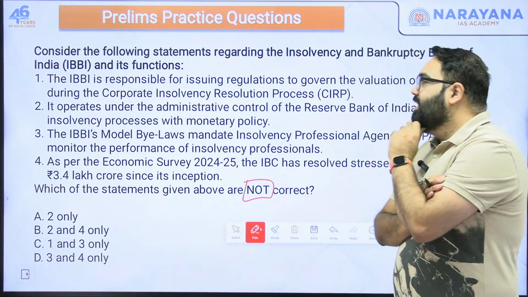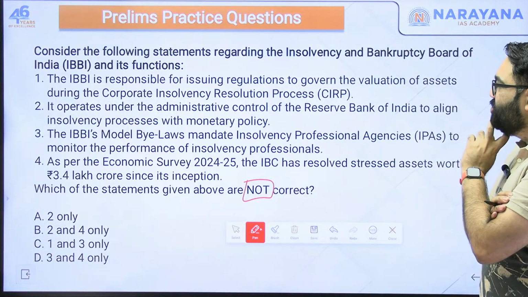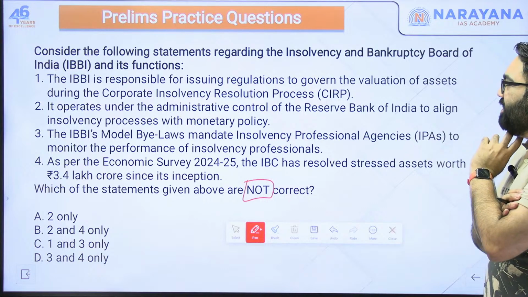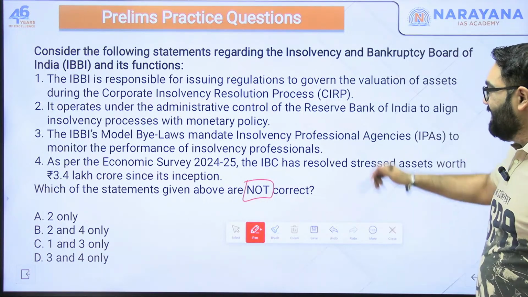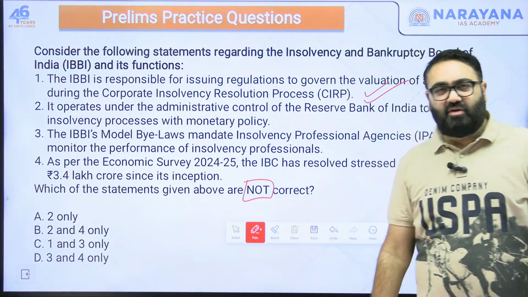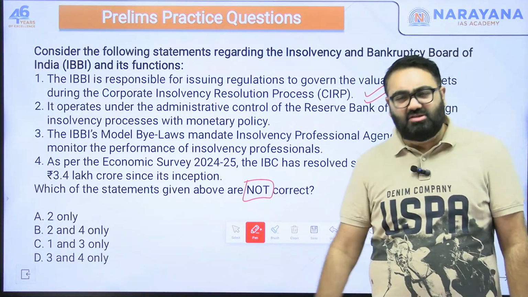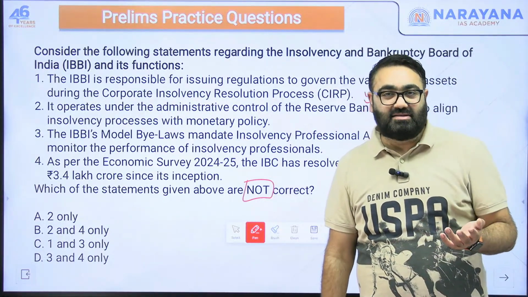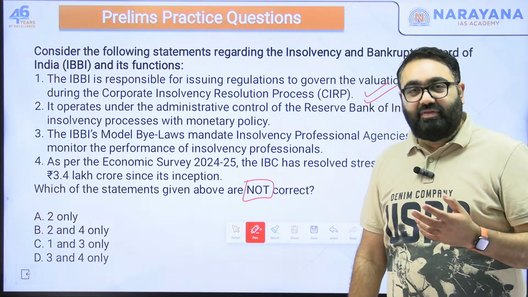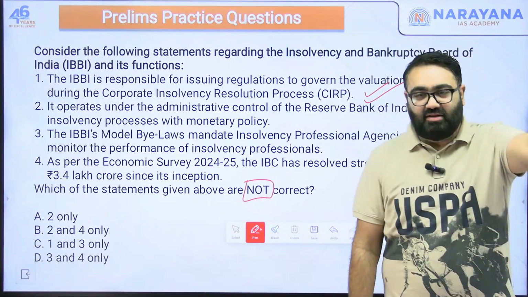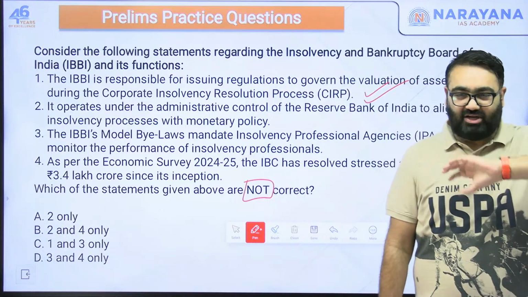Number 1. IBBI is responsible for issuing regulations to govern valuation of assets during the corporate insolvency resolution process. Yes, that is what IBBI does. They value the asset, meaning what is the asset of the company and for how much it should be sold, because assets of the company like property, etc., can't be sold at random prices. So there has to be someone who tells this is the fair value at which the asset should be sold, so that the banks can recover their money. So there has to be an entity involved.